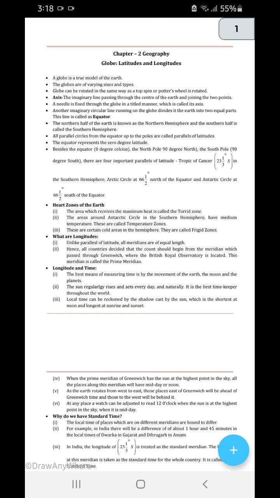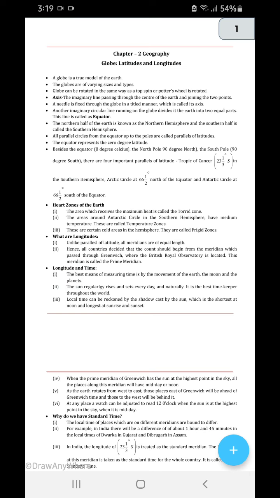Axis. The imaginary line passing through the center of the Earth joining the two poles. A needle is fixed to the globe in a tilted manner, which is called the axis. The imaginary circular line passing through the globe divides the Earth into two equal parts. This line is called the equator.